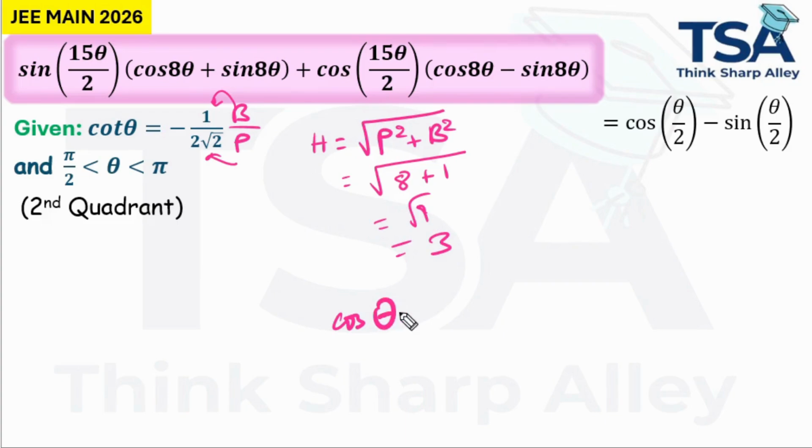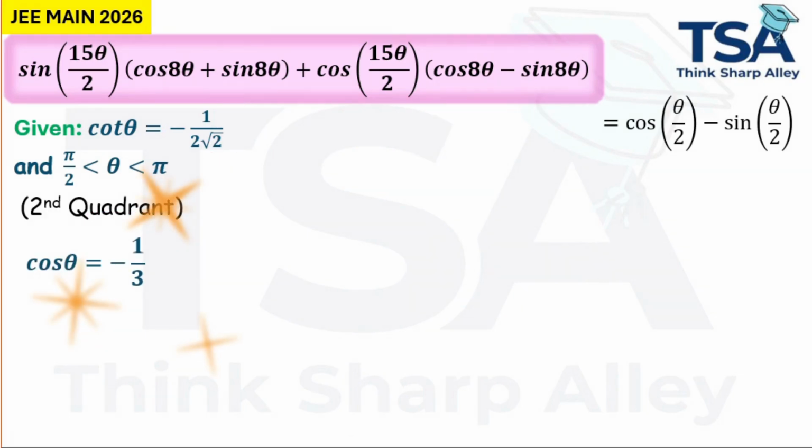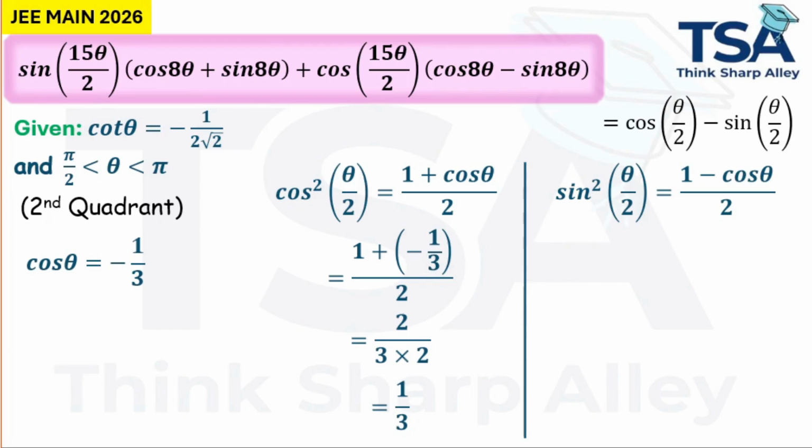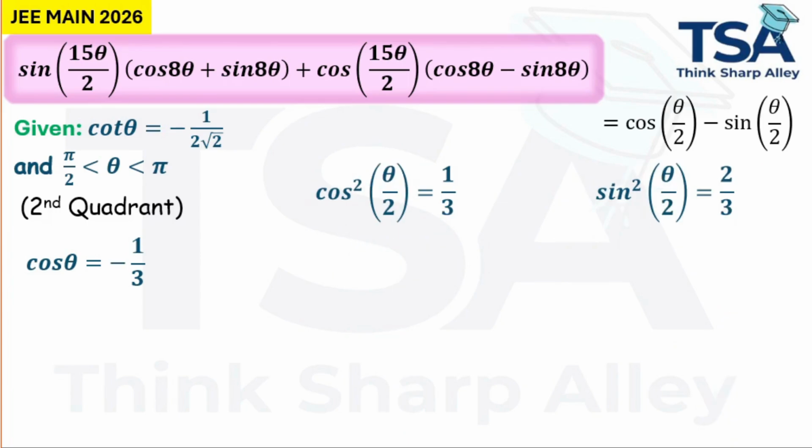Now cos theta, since theta is in the second quadrant, cos will be negative. So we will have negative base by hypotenuse. Base is 1, hypotenuse is 3. So cos theta becomes minus 1 by 3. Now let's apply the half angle formulas. Cos square theta by 2 is equal to 1 plus cos theta by 2, and sin square theta by 2 is 1 minus cos theta by 2. So putting the values, we get this, and finally 1 by 3. Similarly, sin square theta by 2 gives us 2 by 3. So let's keep these values.